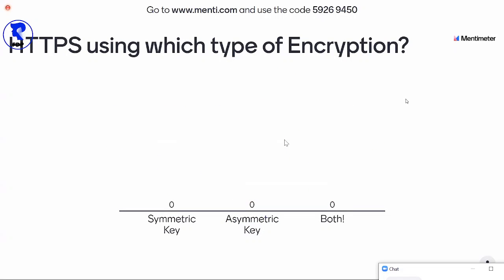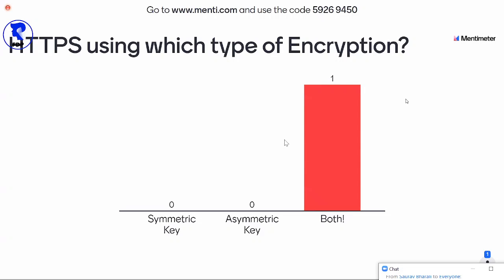So HTTPS. I think this is the question that will decide whether you have understood the concepts today or not. It's a litmus test for me as well. HTTPS is using which encryption? Is it using only symmetric key, or asymmetric key, or both? Great answers coming in. We'll have another 30 seconds for people to answer. Great to see everyone giving the right answer.